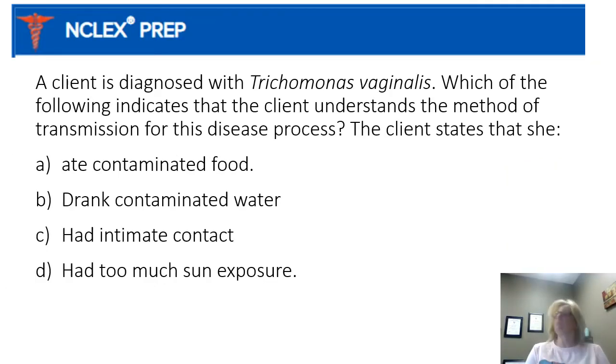Time for one of those NCLEX prep practice questions. So let's put what we've talked about into practice. A client is diagnosed with Trichomonas vaginalis, which we call the trich. Which of the following would indicate that the client understands the method of transmission for the disease process? The client states that she: A, ate contaminated food; B, drank contaminated water; C, had intimate contact; or D, had too much sun exposure. Which of these would be indicative of Trichomonas vaginalis? This should be an easy one. It should be C, had intimate contact.